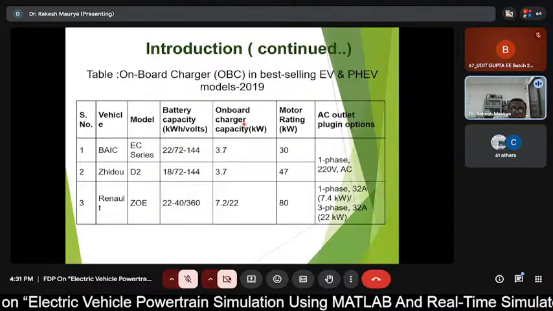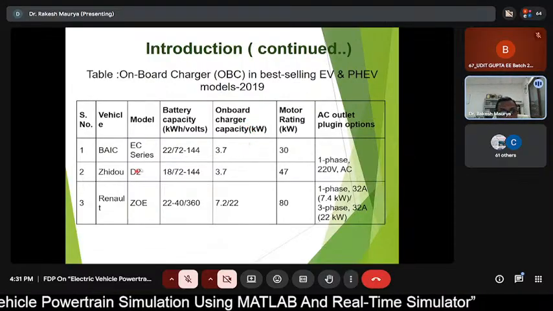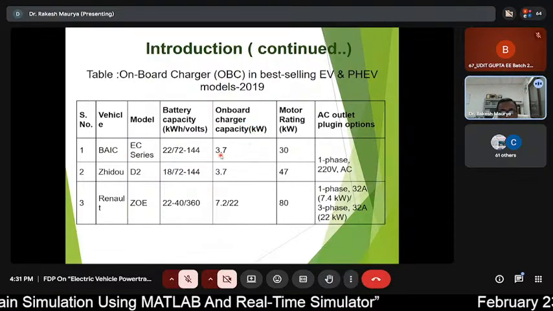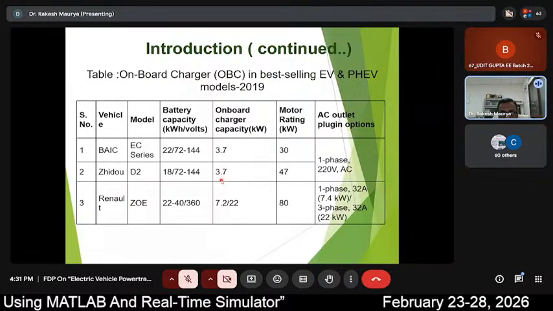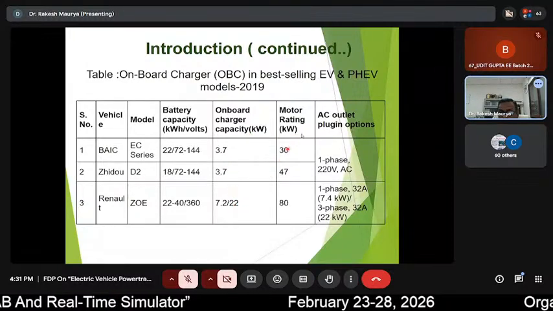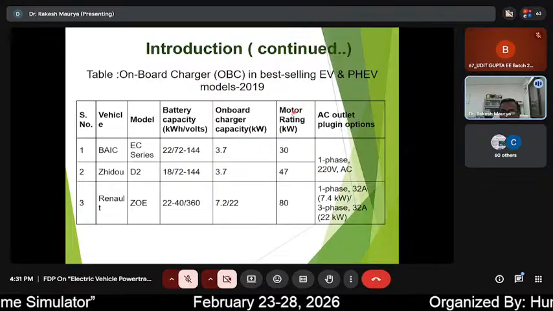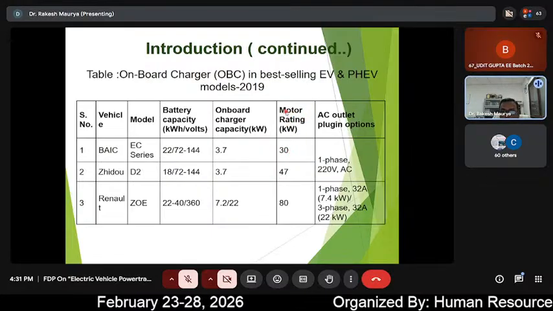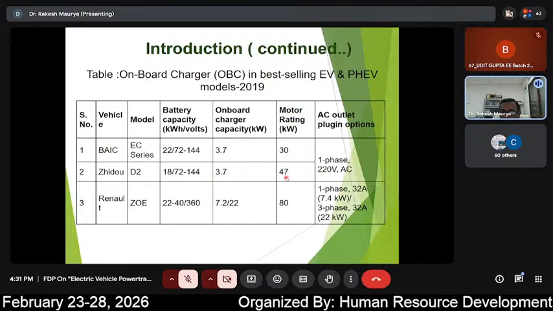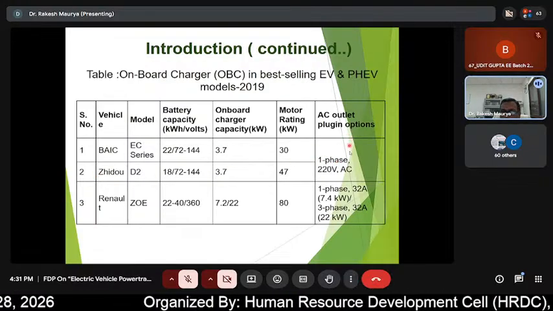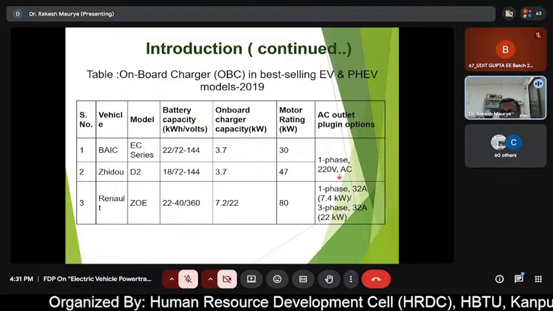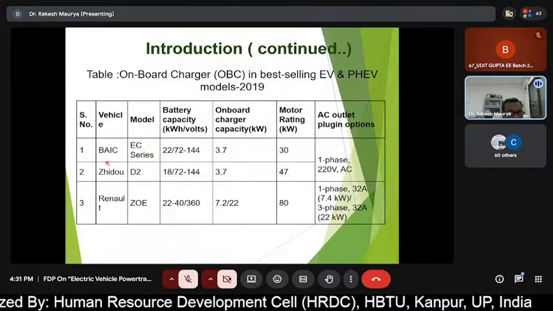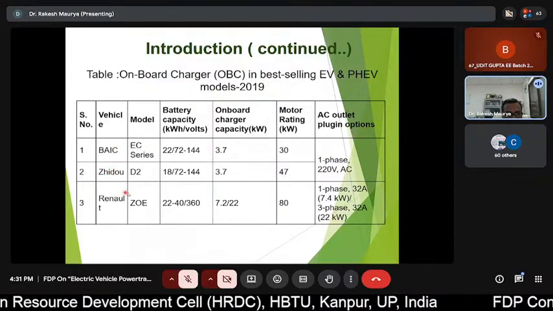The onboard charger which is available in the vehicle model is a 3.7 kilowatt charger, and the motor which is used to drive the entire system is 30 kilowatt, 47 kilowatt, and they are operated, they can be AC plug-in facilities are available. So this is for the first two models.